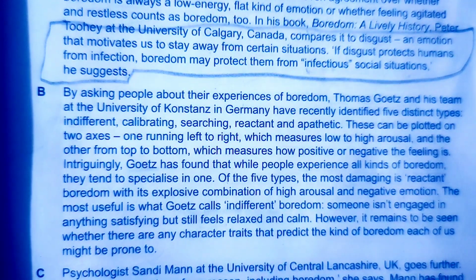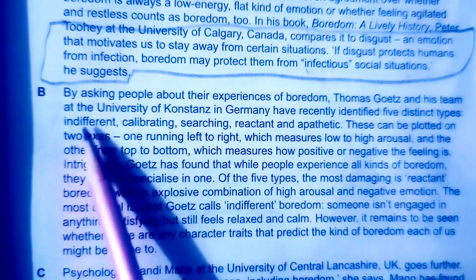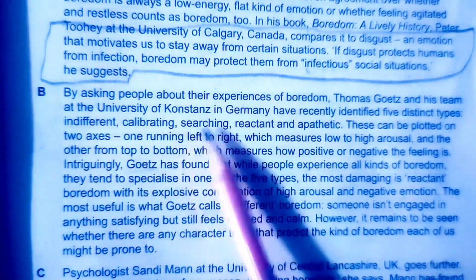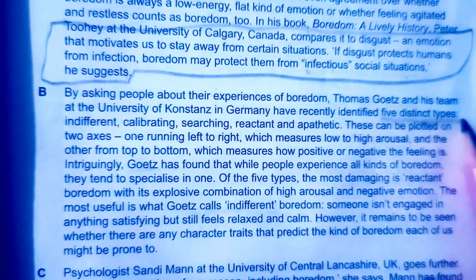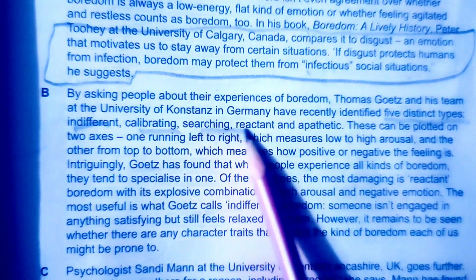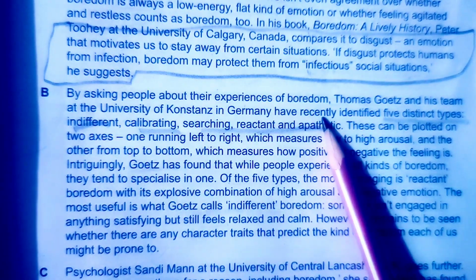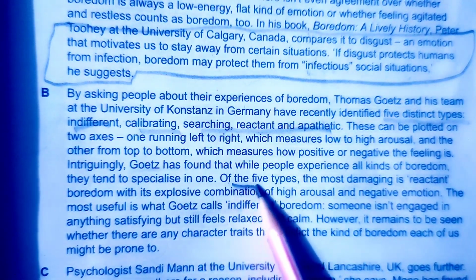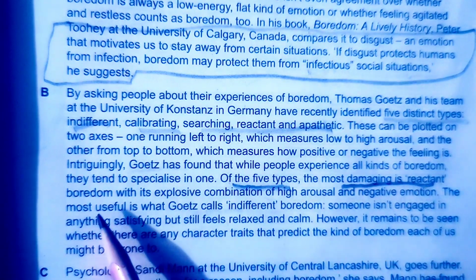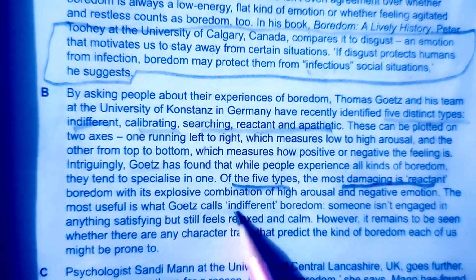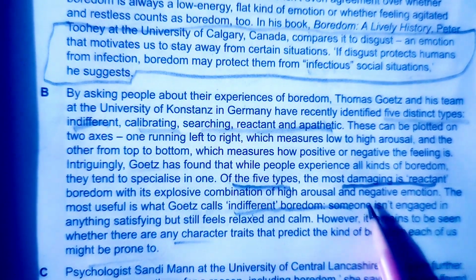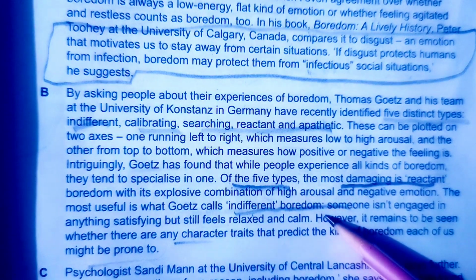Now comes passage number 2. What was the first rule? Read the first 2 lines and last 2 lines. Okay. So by asking people about the experiences of boredom, Thomas Goetz and his team at the University of Dallas has recently identified 5 types of indifferent, calibrating, searching and all. First 2 lines I have read, right. Last 2 lines: of the 5 types, the most damaging is reactant. When you react, you can be explosive and all. This is indifferent boredom and all, right? So they are talking about this. Did you get what they are talking about?